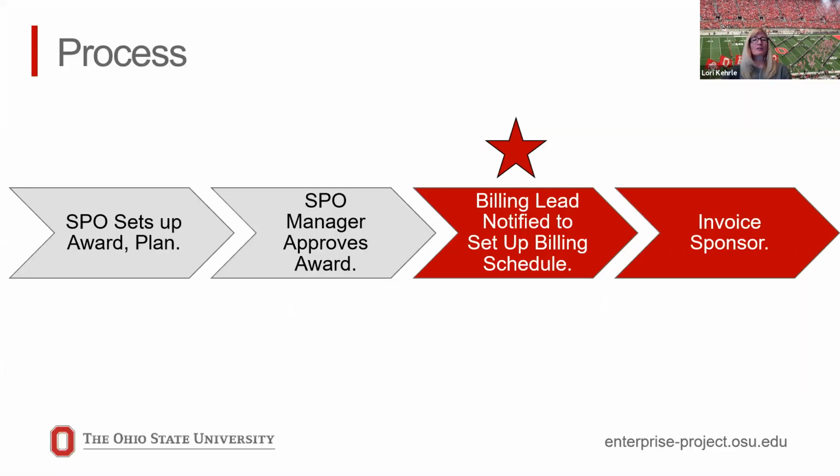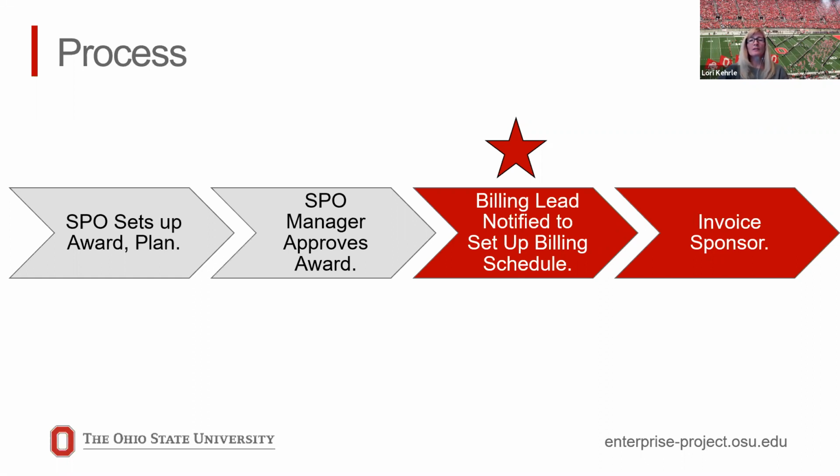This slide shows us exactly where we are in the process. The red filled box and the star indicates that the billing lead has now been notified to set up the billing schedule. The 2 preceding boxes are when the SPO has entered the setup information for the award. They have entered the plan, which is essentially the budget. It has been sent to the SPO manager for approval on the award. At this point, that information is imperative for what we will need in Fiscal Services to set up the billing schedule, and it's important to make sure we have accurate information so we can do billing reporting.